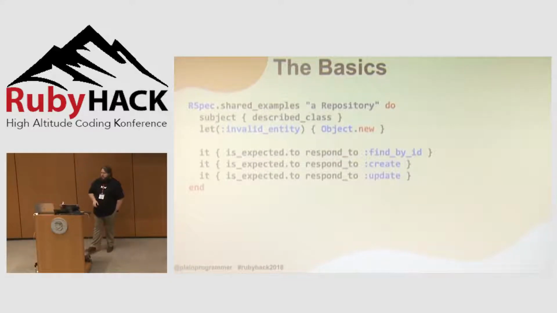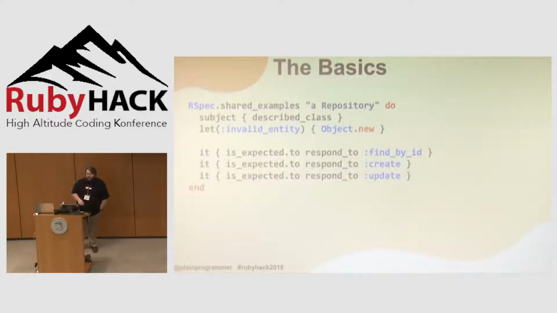I'm going to say that I'm creating a set of examples for a repository. I'm going to declare the subject here is the described class. This is a little bit of RSpec sugar that allows me to say whatever class I'm going to be getting included into, or whatever specs it's going to be getting included into, whatever class is being described there, that is the subject that I'm going to be interacting with.